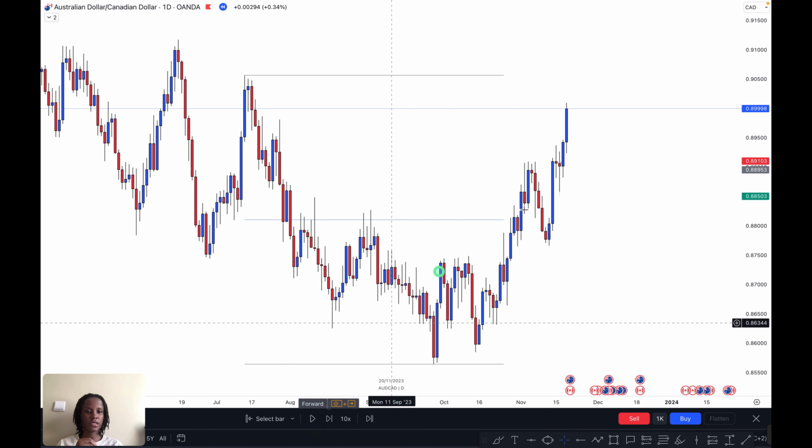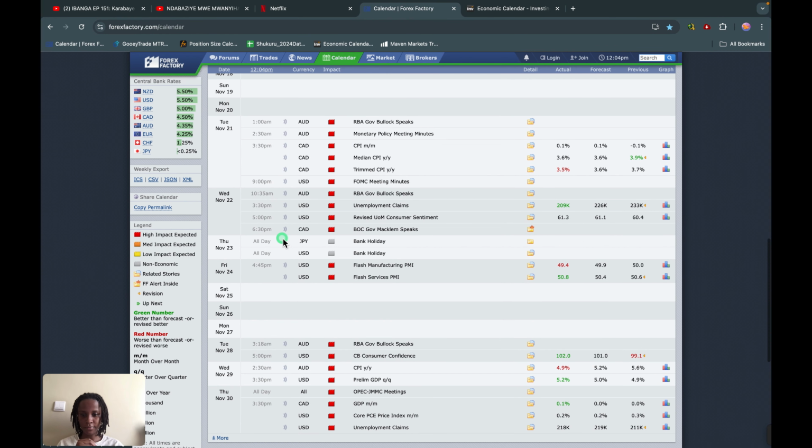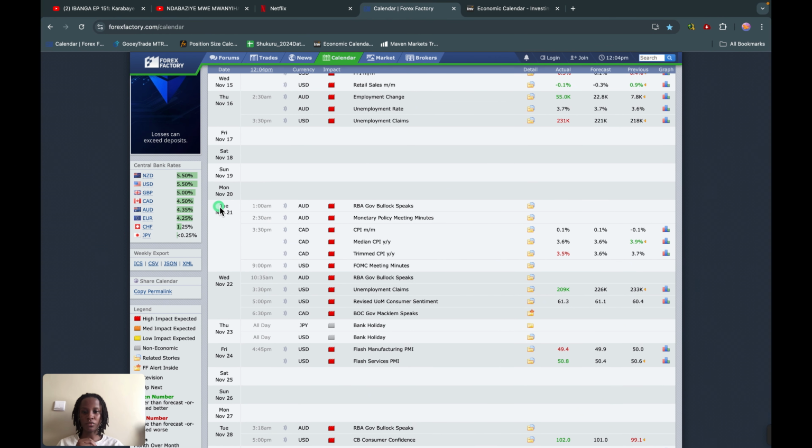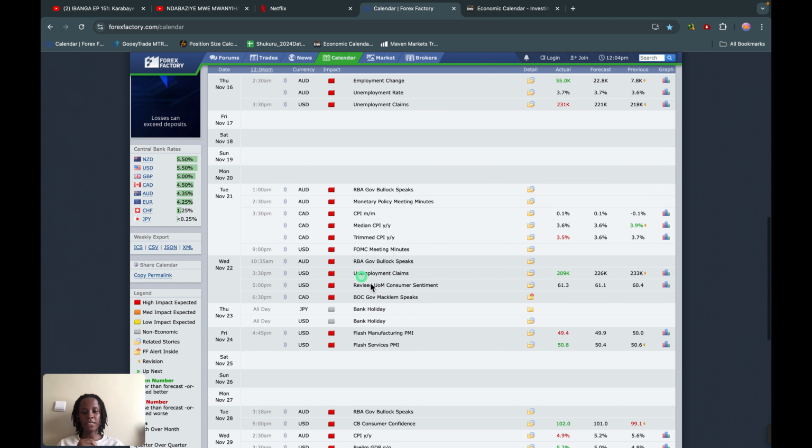Let's see if Tuesday is a valid day, because if you go on the calendar here, you can see that on Tuesday we have CAD CPI. Remember the calendar stuff, we are staying out on CAD CPI. But on November 22nd, this is a valid trading day because we don't have CAD CPI, AUD CPI, USD CPI, USD PPI, or Fed interest rates news. So it's either AUD interest rates or CAD interest rates.